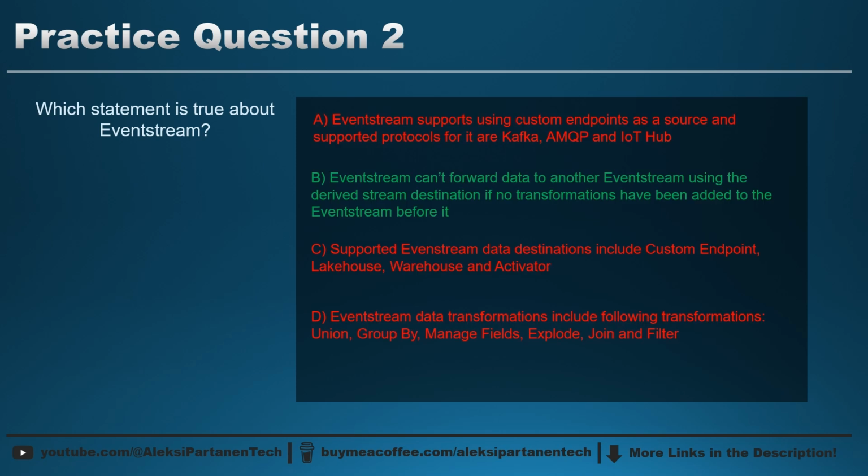The correct answer is B, since you can't forward data to another event stream using derived stream destination if you don't add any transformations before it. What comes to our incorrect answers, A is incorrect since supported protocols include Kafka, AMQP, and Event Hub, not IoT Hub. C is incorrect because warehouse is not a destination option. And finally, D is incorrect because there is no explode transformation in event stream, but there is expand transformation.